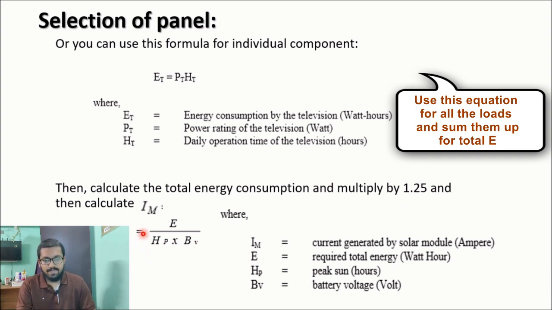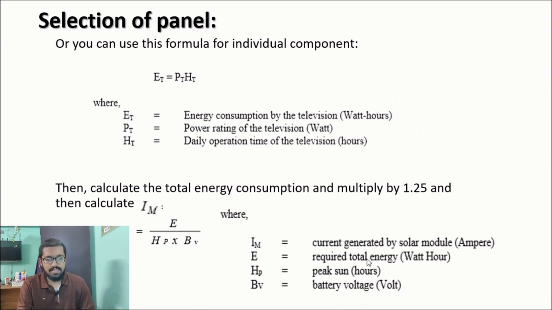Now what is HP? HP is the peak sun hours. It's generally around 4 hours, but you can Google it by your location and it will give you the value of peak sun hours at your location. And BV is the battery voltage. It's generally 12 volt for a lead acid battery, which is a deep cycle battery.